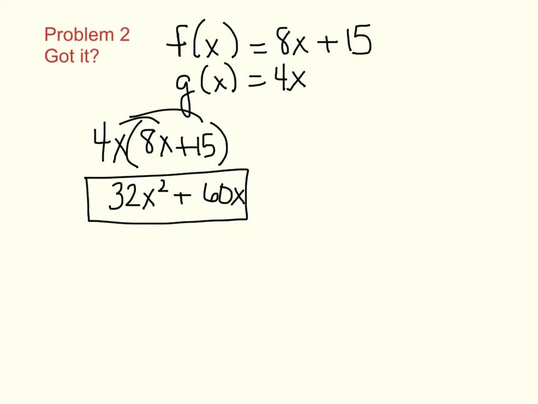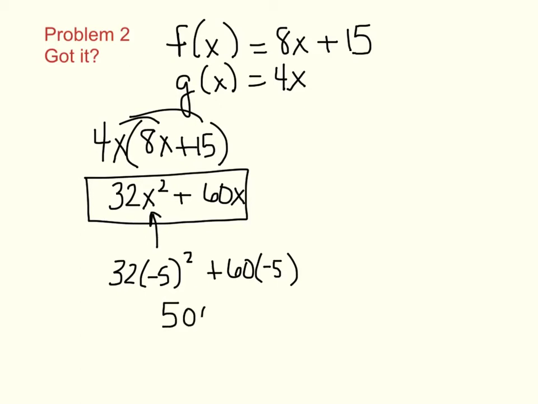That's the first part. The second part says plug in negative 5. So we plug in negative 5. Negative 5 squared would be positive 25. 32 times 25 plus 60 times negative 5. Your answer would be 500.